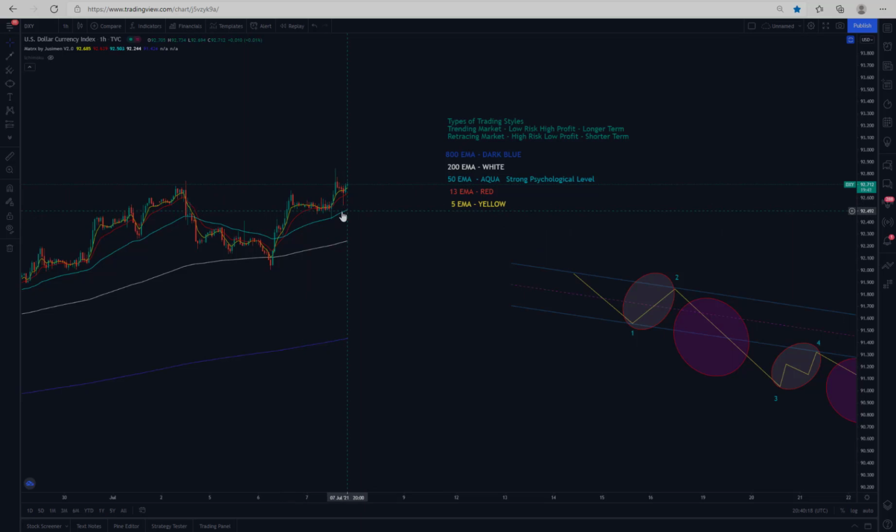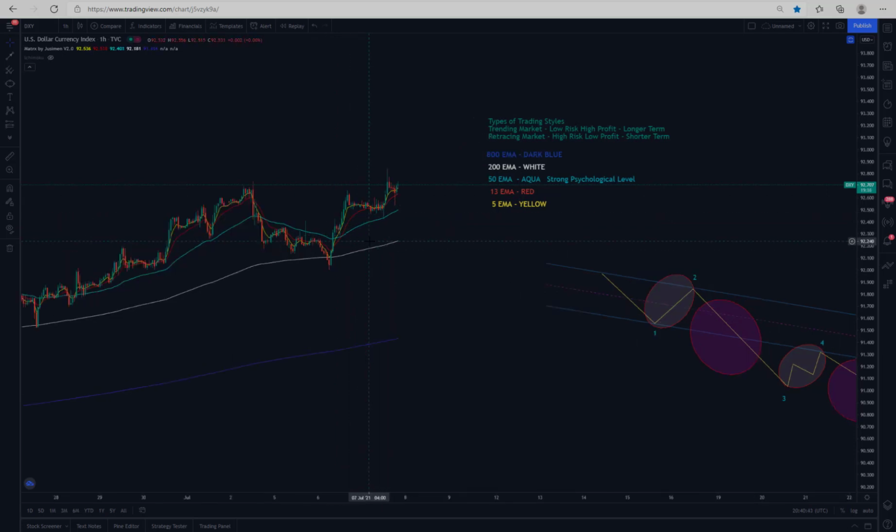Price above 50 tells me that this is in a buyers market, and price below 50 tells me that this is in a sellers market. Doesn't mean we should buy, neither does it mean you should sell. It just tells you where you are in price. So if price is above your 50 moving average, it's simply telling you to look for buy opportunities, okay? And if price is below your 50 moving average, it tells you to look for selling opportunities.